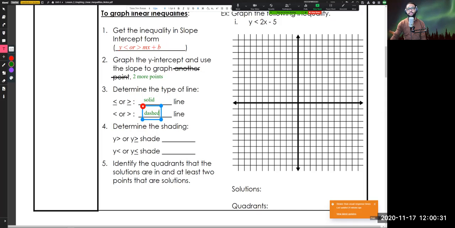It'll be open. And then you're going to determine your shading. That's the big difference between inequalities and equations. If y is greater than or equal to whatever comes after it, we are going to shade above the line. All right. And if y is less than or equal to, we're going to shade below the line. All right.